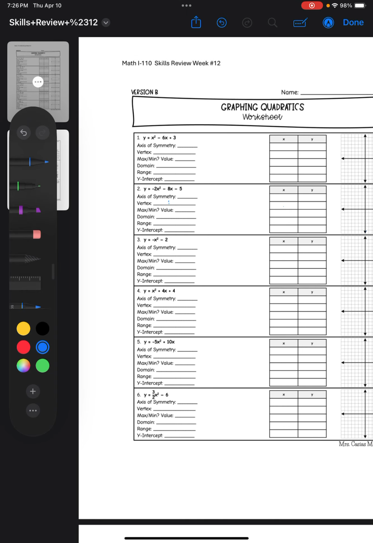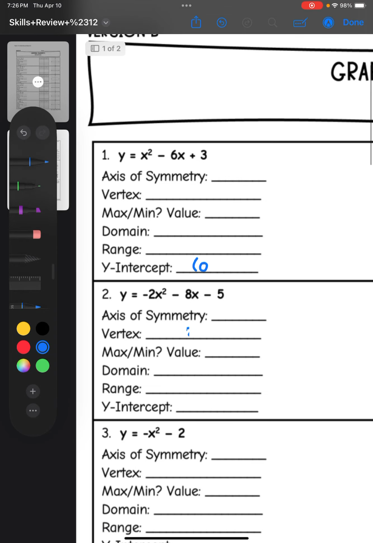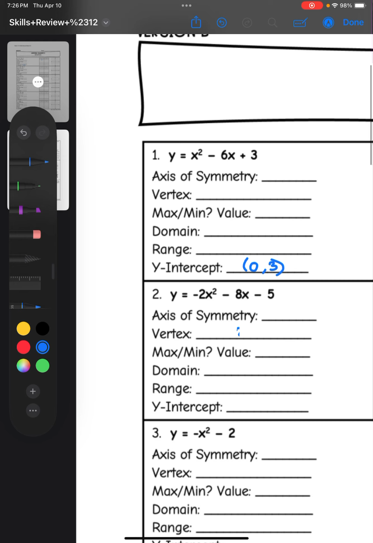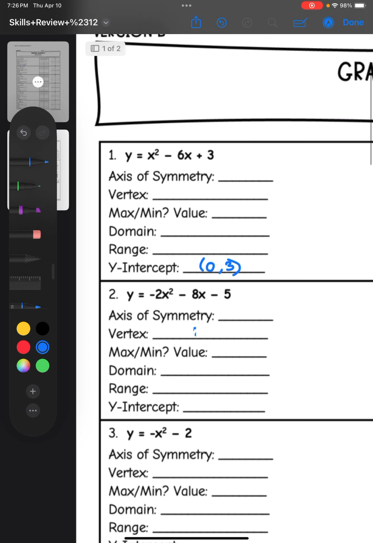So starting with number 1, here we can start with our y-intercept, right? So when x is 0, our y would be 3. So again, that's like 1 point here. Then we have our vertex formula we can plug in, right? So we have x equals the opposite of our b, which is negative 6 here, over a positive 2 times 1.